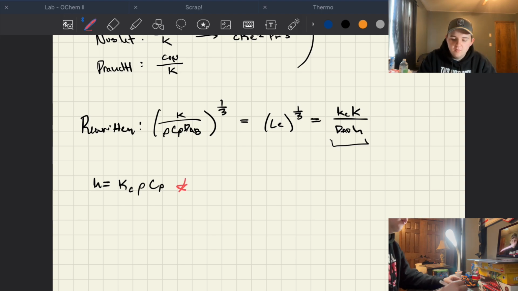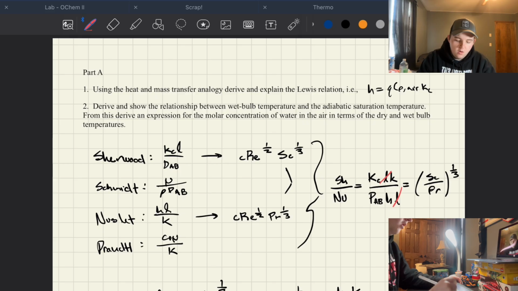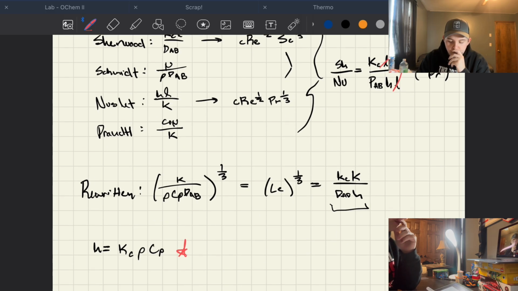So now that we have part 1 done, we can move on to the second part, which is derive and show the relationship between wet bulb temperature and the adiabatic saturation temperature. From this, derive an expression for the molar concentration of water in terms of dry and wet bulb temperatures. So we're going to start with evaporative cooling, and then we will move on. For evaporative cooling, we need to relate our heat and mass.